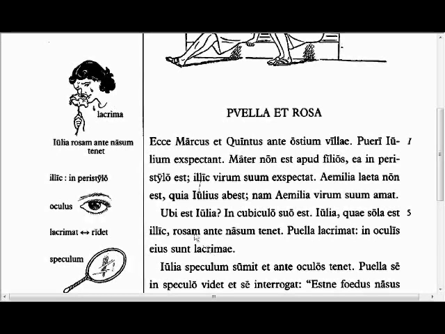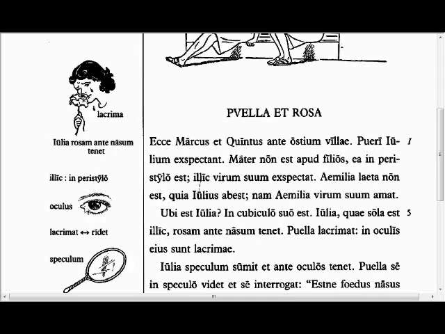Okay, so we see in the margin here some of the words we just covered. We see lacrima and lacrimae plural, so we see here two tears, right? Duae lacrimae. And here we have a sentence that explains what's happening here. Iulia rosam ante nasum tenet. Julia is holding a rose in front of her nose.